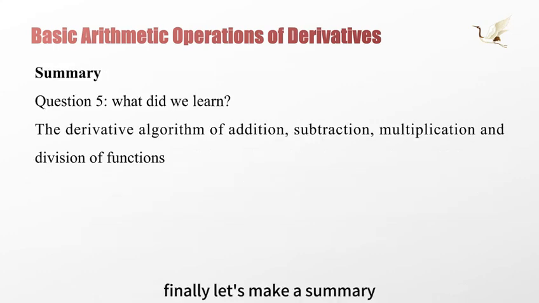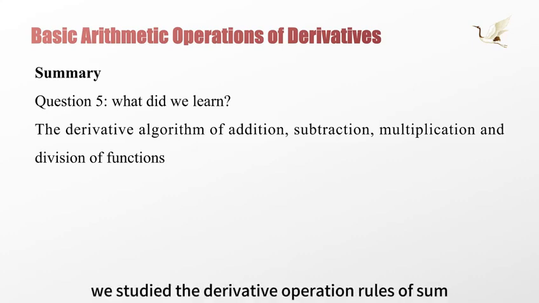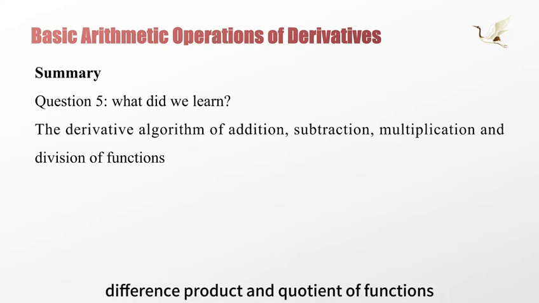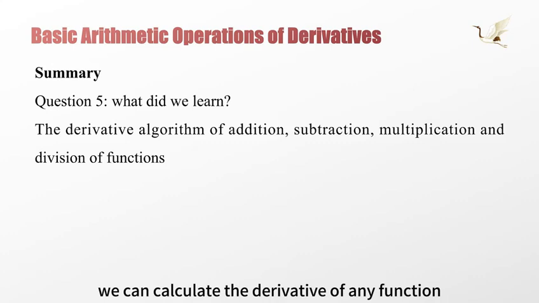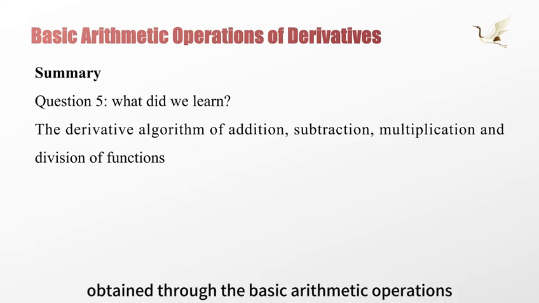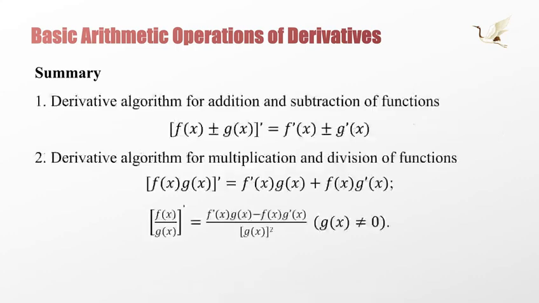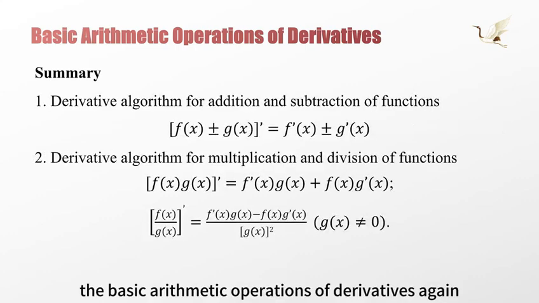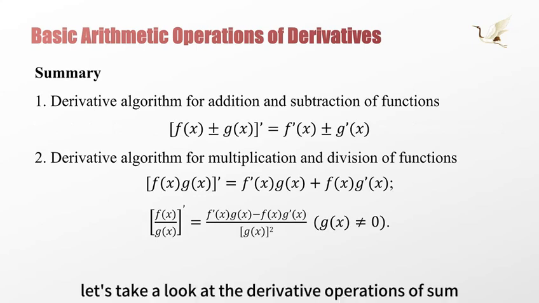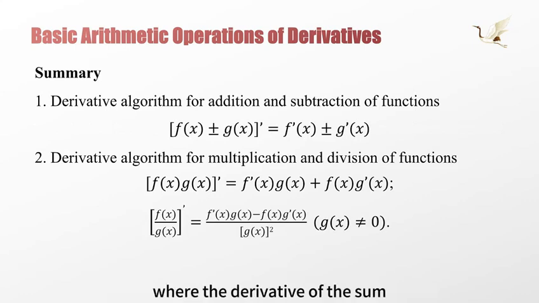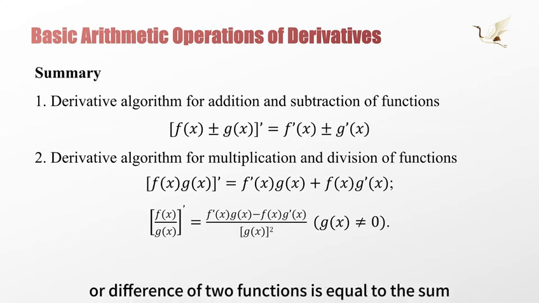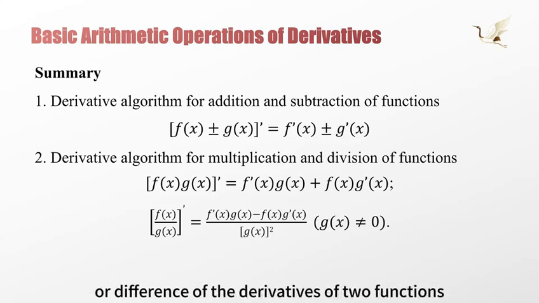Finally, let's make a summary. What did we learn in this class? We studied the derivative operation rules of sum, difference, product, and quotient of functions. Through these algorithms, we can calculate the derivative of any function obtained through the basic arithmetic operations from basic elementary functions. Let's consolidate the basic arithmetic operations of derivatives again. First, let's look at the derivative operations of sum and difference functions. This structure is relatively easy to remember: the derivative of the sum or difference of two functions is equal to the sum or difference of the derivatives of the two functions.